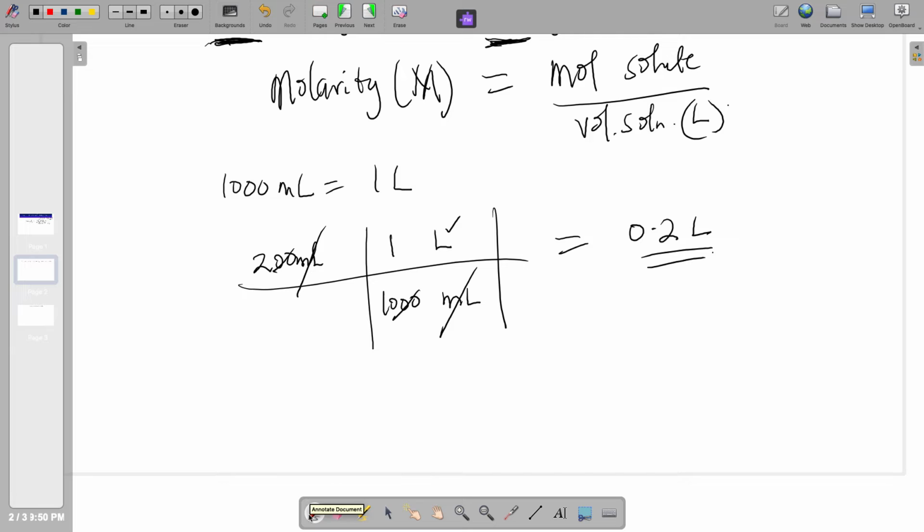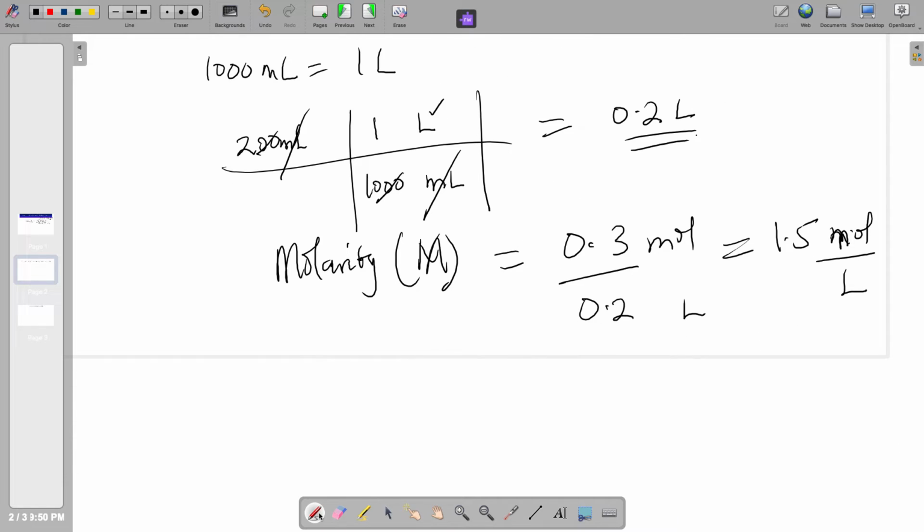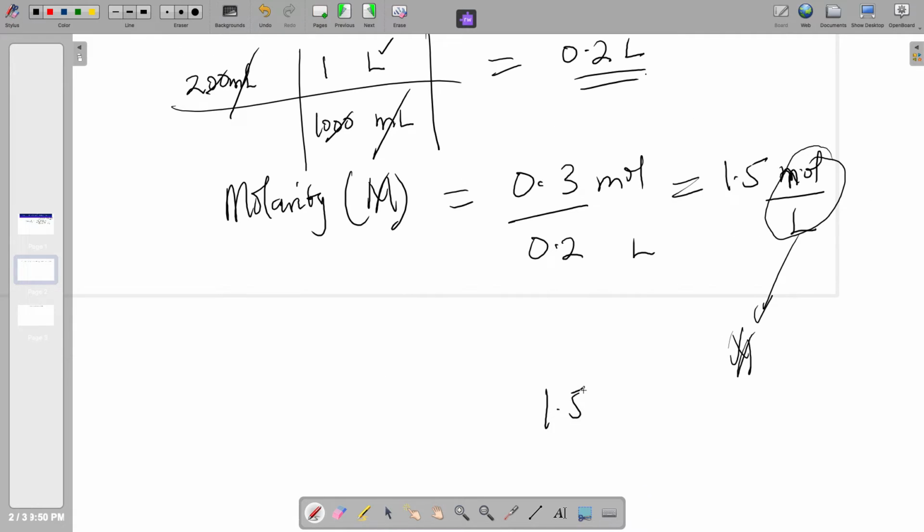So we just go ahead and divide. We say molarity, uppercase M, equals our moles 0.3 divided by 0.2. The units are moles and liters. When we divide, we get 1.5 moles divided by liters. Sometimes when you calculate concentration in molarity, you don't see moles per liter. This moles per liter, we can transition to uppercase M, which means molarity. So we can rewrite our answer as 1.5 uppercase M.